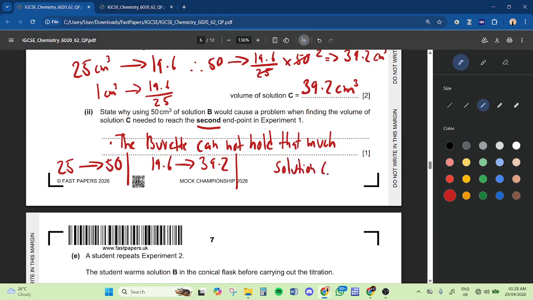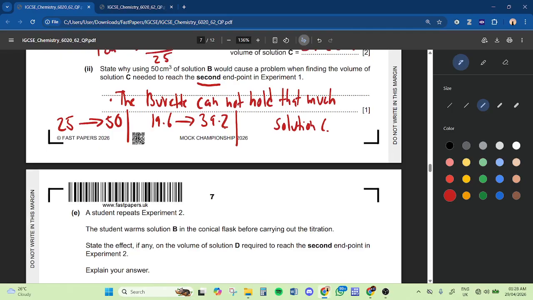It's a very innovative question. When I first saw it, I was a bit confused as well, but then I gave it a second. I saw that it said second endpoint. And because everything is doubling, if you needed 39.4 at just 25 cm cube, then you're going to need double that amount, which is more than the burette can handle.